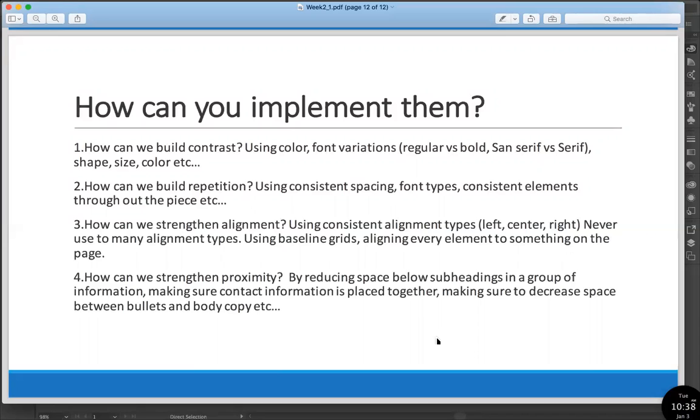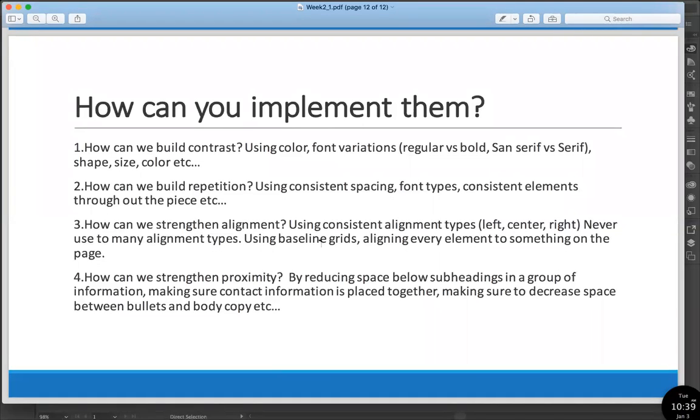How can we strengthen proximity? By reducing the space below subheadings in a group of information, right? Getting the actual information closer to the subheading. Making sure contact information is placed together. Making sure to decrease space between bullets, body copy, etc. Really think about, when looking at your design, what things are related to each other, what things go together, and then make that actually happen. Make them go together.